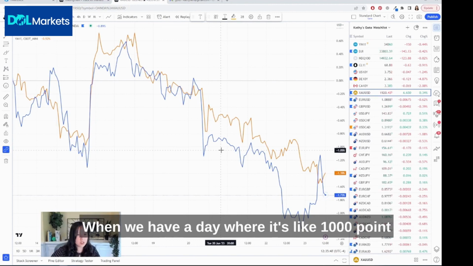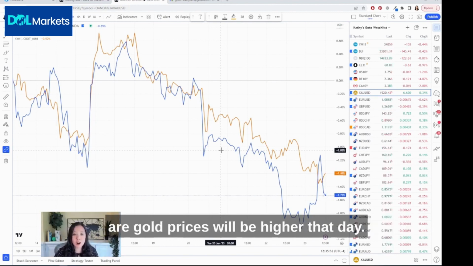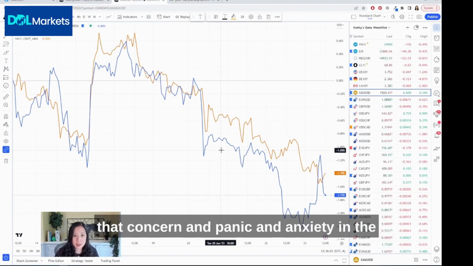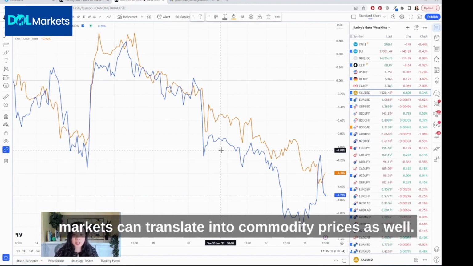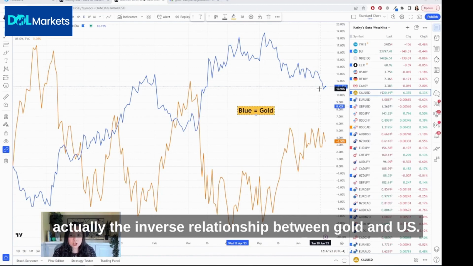When we have a day where it's like a 1,000-point drop day in the Dow, there's no question that chances are gold prices will be higher that day. But what it also tells us is that move may not last, because that risk aversion, that concern and panic and anxiety in the markets can translate into commodity prices as well. So the relationship that is very reliable is actually the inverse relationship between gold and US yields.